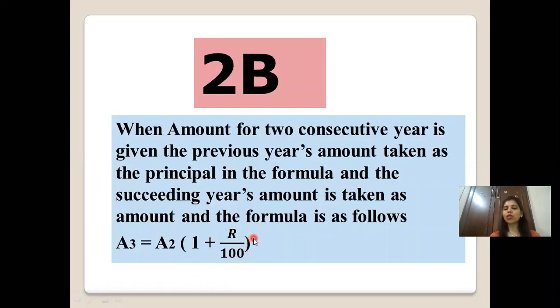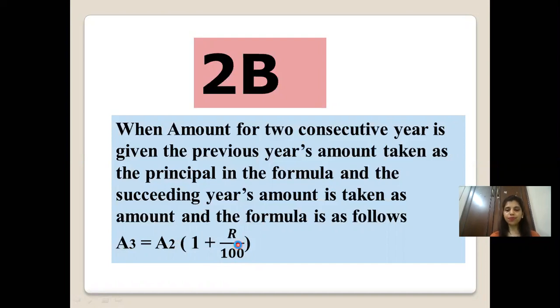We don't write anything over here, the reason is the difference between the 2 years is 1. So we just ignore that and we write the formula A3 is equal to A2 bracket 1 plus R upon 100. I hope till here it's clear. Now we'll go to the next slide where we'll be doing sums of this type.